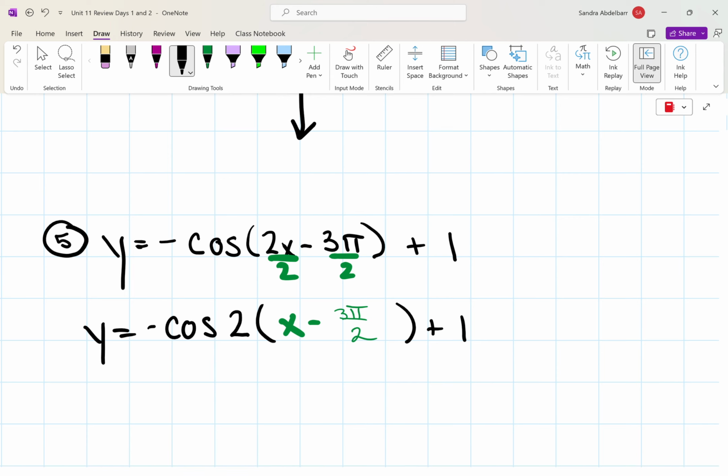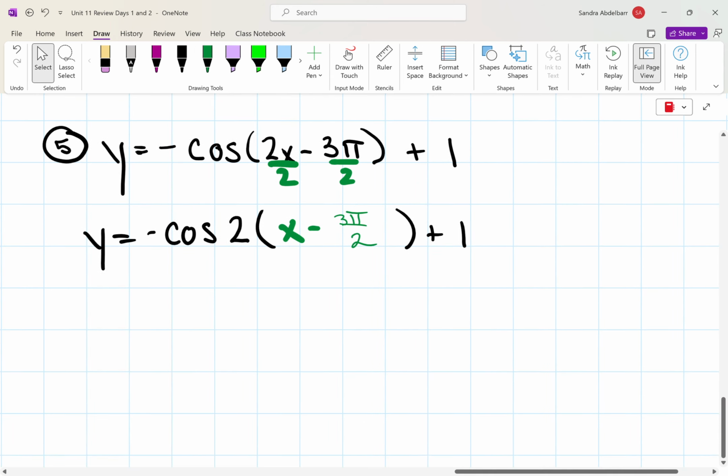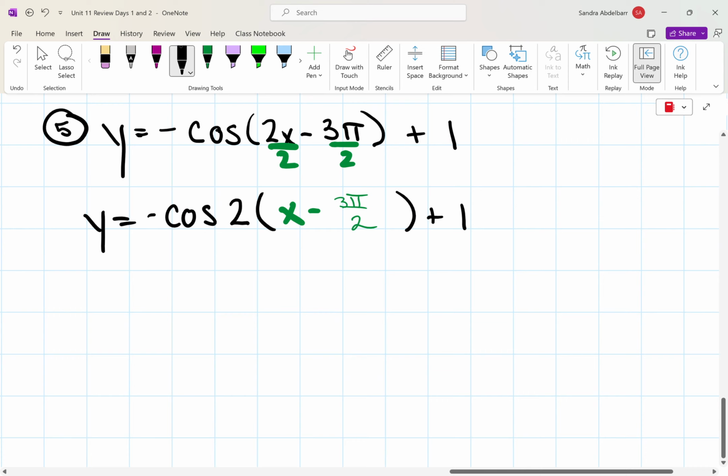Okay, so now what I want to do, let's just answer our questions. Our amplitude is always the number in front of the cosine. So we know that's a negative 1. Do we care about the negative? No. So the amplitude is just 1.